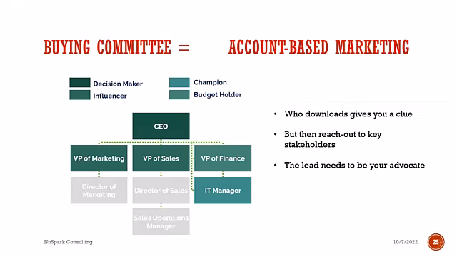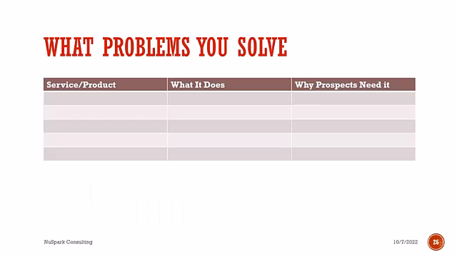Many times it's a buying committee, and this is where account-based marketing comes in, where if somebody downloads a guide, you may want to reach out to other people in your organization who are decision makers. So whoever downloads it at least gives you a clue that there's something going on at the company, and then reach out to stakeholders. The lead that downloads the guide or visits your webinar, they need to be your advocate in the company. And again, a review of what problems you solve. What do you do, and why do prospects need it?